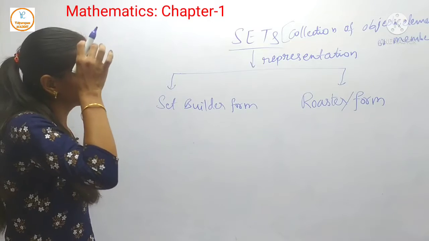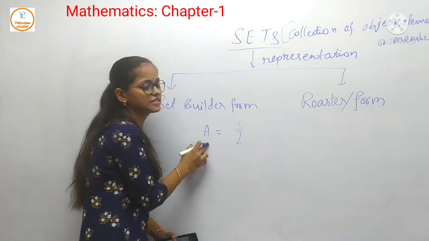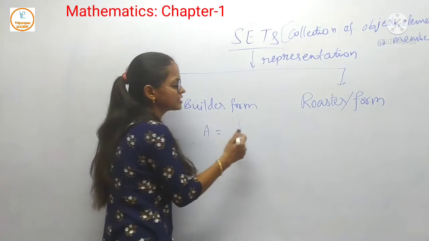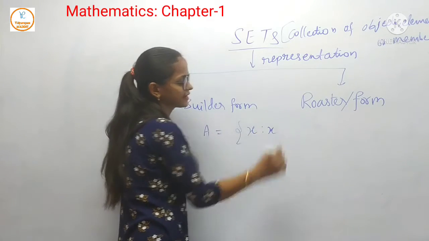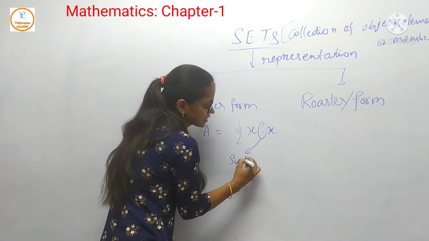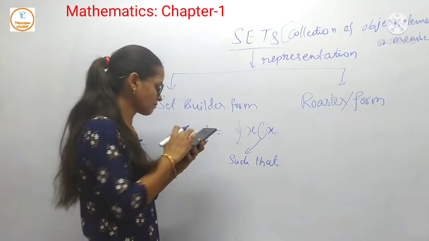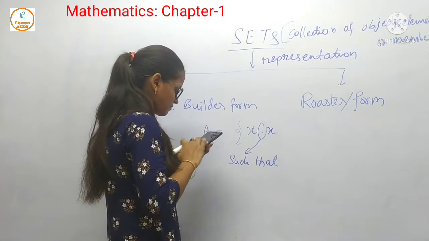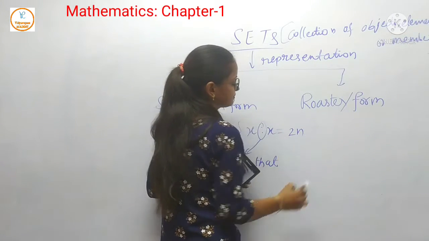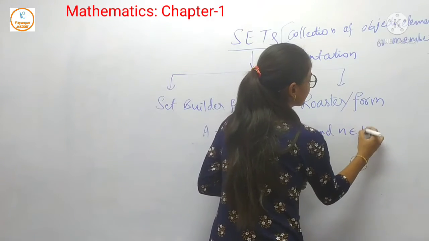So to write the roster form there are certain rules. If I represent A as the name of the set, it is named by capital letter A. There is a condition that we must write x such that x, and this bar is read as such that. So we have to read x such that x, and x is equal to 2n, and n belongs to capital N.